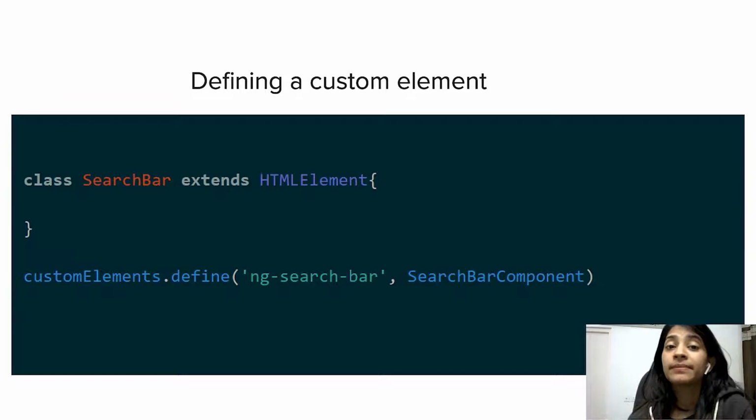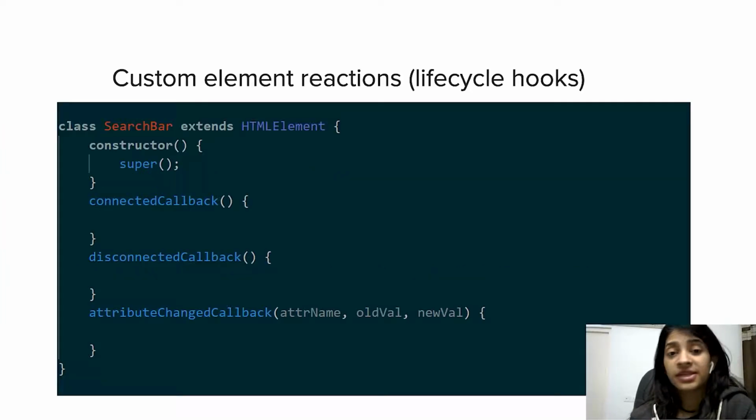That's when you use the define method of the custom elements API, which basically tells the browser that, hey, this is the selector that you will get, and this is what you have to render in place of this particular selector. So if you see something called ng-search-bar, this is the component that you have to render. What is that component? Search bar component. What is search bar component? This class that you created right here, this is the search bar component, and the logic written inside this is the view that will show on the browser. So that's how you define a custom element.